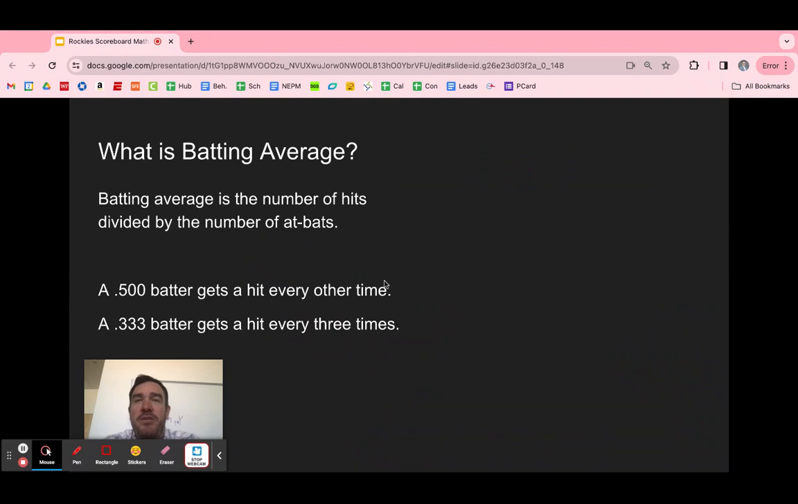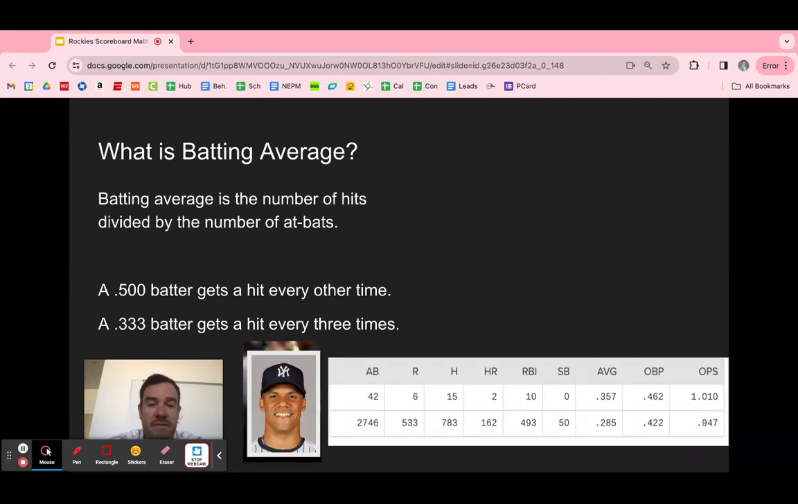So the first question I think we should know is, what is a batting average? You're going to see that statistic on the scoreboard for many of our batters. Now, the batting average is the number of hits a player has divided by their number of at-bats. So if a person has gotten up to bat, let's say 8 times, and they have 4 hits, well, then they would have a .500 batting average. They're getting a hit every other time that they are up. If they've gotten up 9 times and they have 3 hits, 3 over 9, they have a .333 batting average, which means they get a hit 1 out of every 3 times.